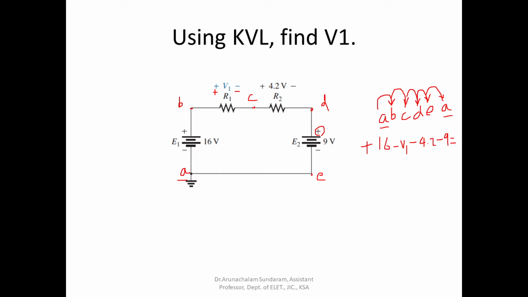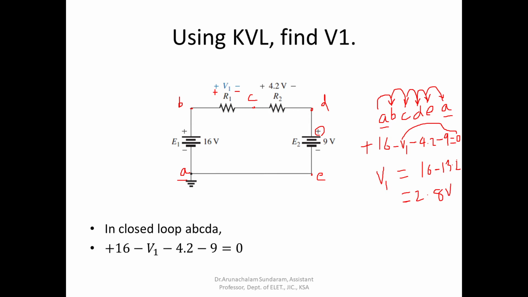So this is called the algebraic sum. Take this V1 to the other side. So V1 is equal to 16 minus 13.2, which is 2.8 volts. So this is how you solve a problem using Kirchhoff's voltage law. So I gave you the answer.